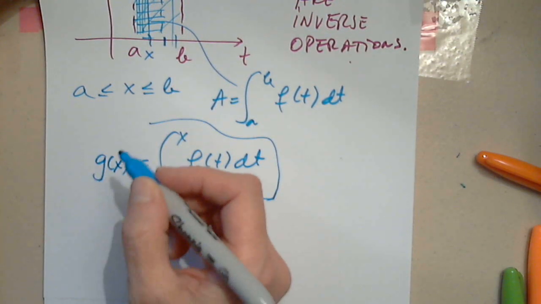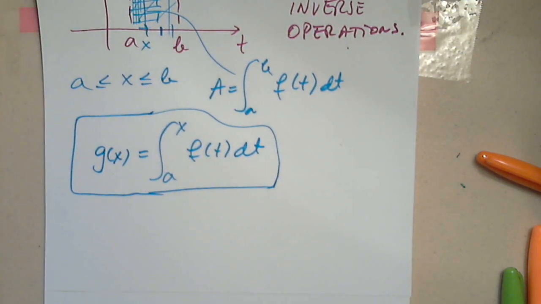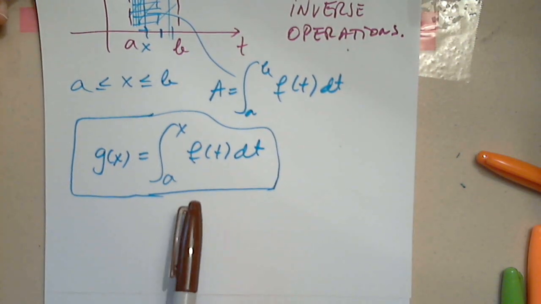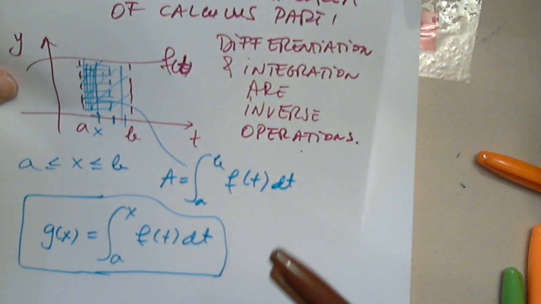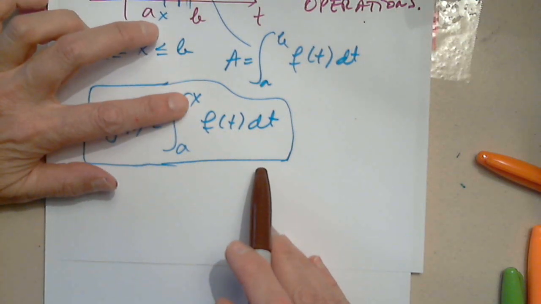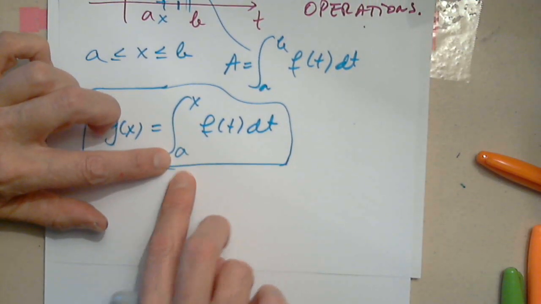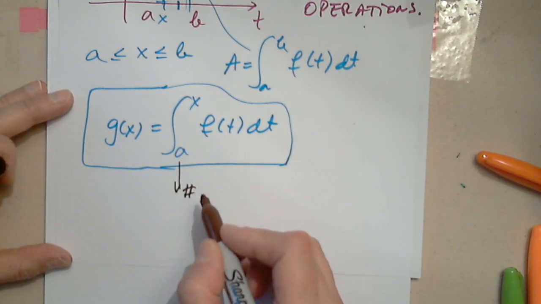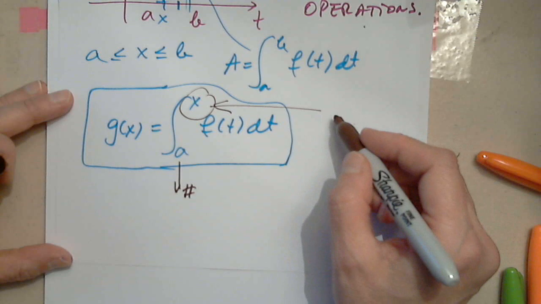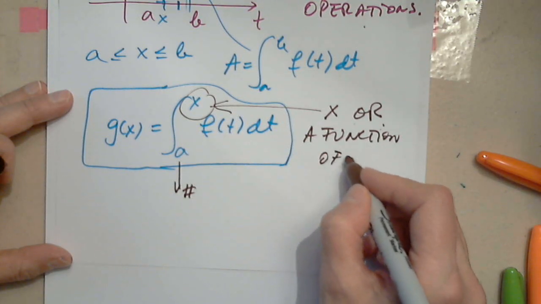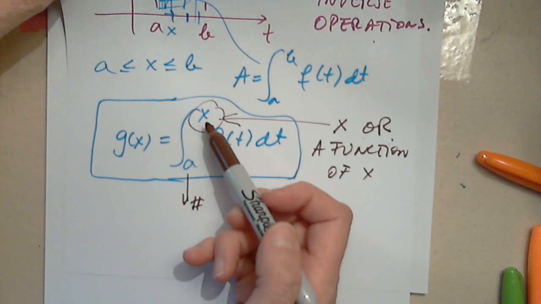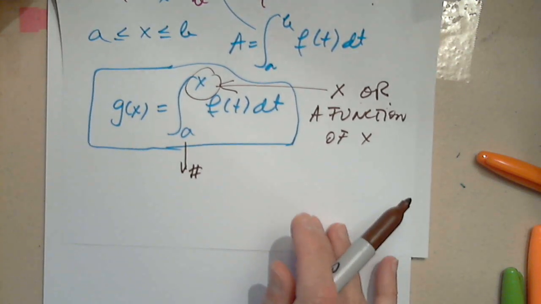Well, it is a function of x. So we can create a function of x in the form of an integral. We just did that. Why do we even look at this? We want to illustrate basically that differentiation and integration are inverse operations. So you see the lower limit is a number, must be a number. The upper limit can be x or a function of x. It can be sine x, it can be tangent x, it can be x cubed.